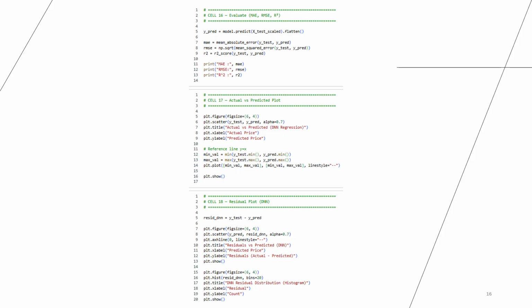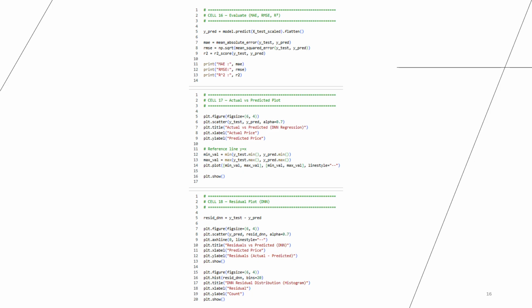In cell 17, we create an actual versus predicted plot. This visualization compares the true target values from the test set with the values predicted by the neural network. Each point on the scatter plot represents one observation. The horizontal axis shows the actual price, and the vertical axis shows the predicted price. Ideally, the points should fall close to the diagonal reference line, which represents perfect predictions where the predicted value exactly matches the true value. The closer the points cluster around that diagonal line, the better the model is performing.